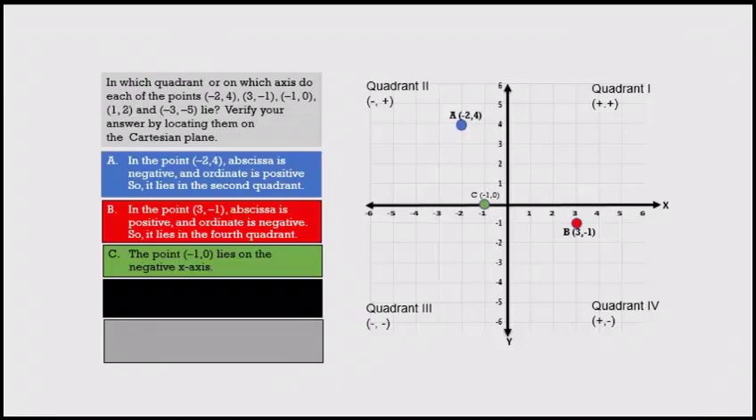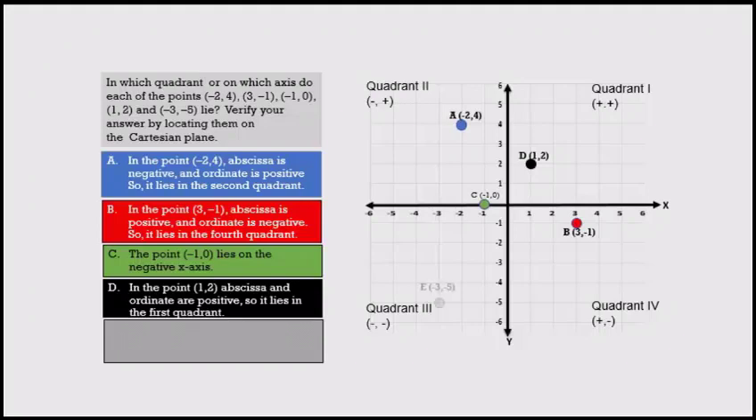The fourth point is (1, 2). Here both abscissa and ordinate are positive. And we know that in the first quadrant both abscissa and ordinate are positive. So the point (1, 2) lies in the first quadrant.